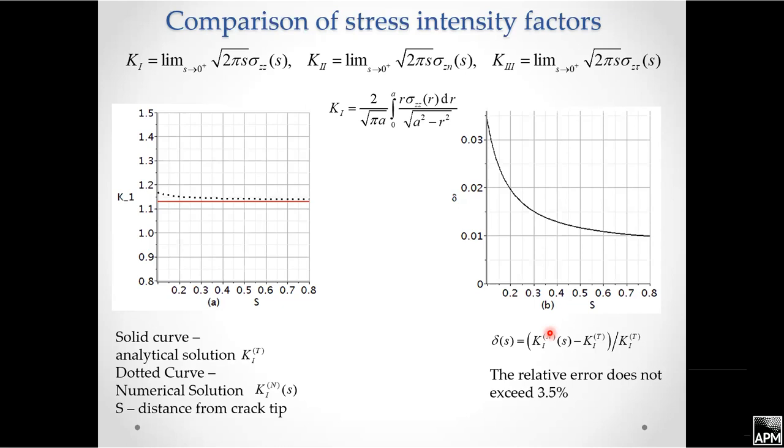The comparison of stress intensity factors you can see in this slide; it is the analytical formula for this problem. The solid curve is the analytical solution, and the dotted one is the numerical solution. S is the distance from the crack tip. On the right is the relative error, which here is about 3.5%.